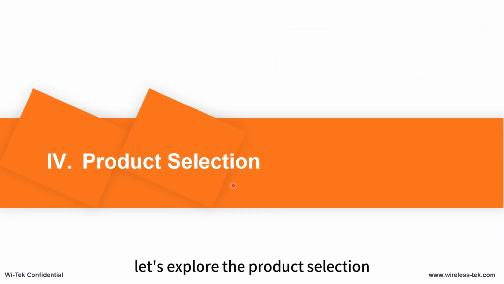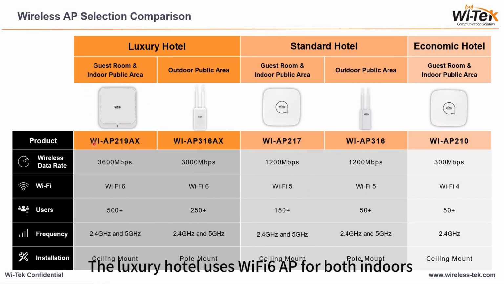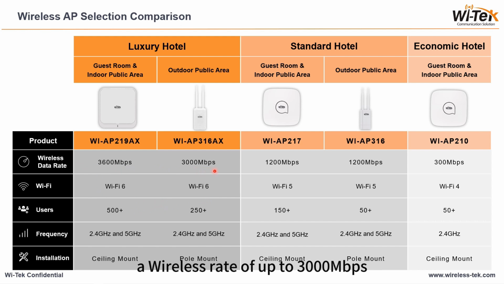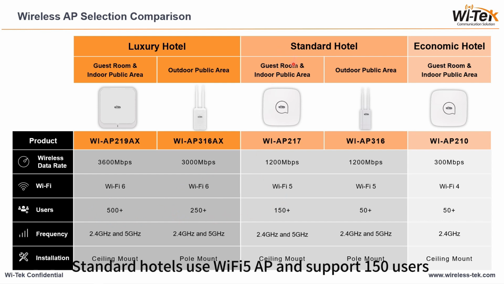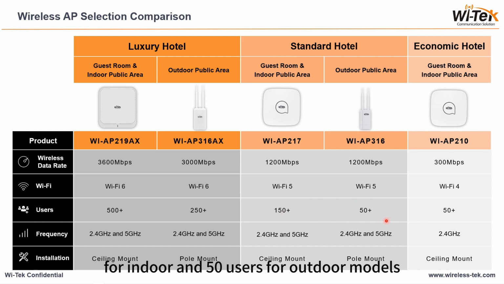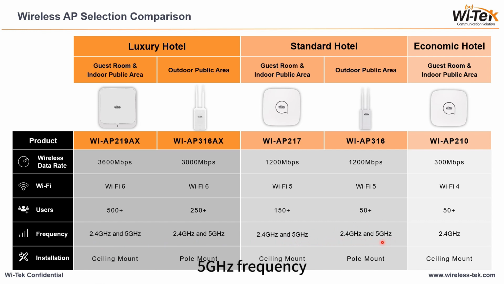Next, let's explore the product selection. First is wireless AP comparison. The luxury hotel uses Wi-Fi 6 AP for both indoors and outdoors, a wireless rate of up to 3000 megabits per second, and provides up to 500 users for indoor AP and 250 users for outdoors. Standard hotels use Wi-Fi 5 AP and support 150 users for indoor and 50 users for outdoor models. Besides, both Wi-Fi 5 and Wi-Fi 6 AP support 2.4 GHz and 5 GHz frequency. For economic hotels, Wi-Fi 4 AP single band is enough.